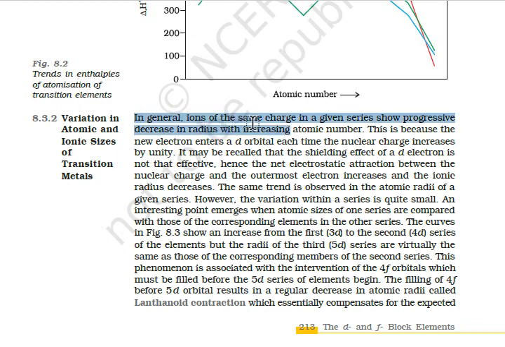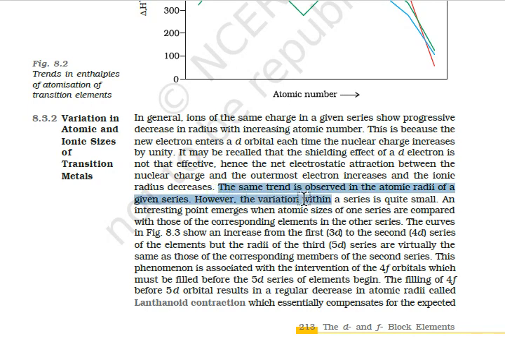In general, ions of the same charge in a given series show a progressive decrease in radius with an increase in atomic number. This is because the new electron enters a d orbital each time the nuclear charge increases by unity. The shielding effect of a d electron is not very effective. Hence, the net electrostatic attraction between the nuclear charge and the outermost electron increases, and the ionic radius decreases gradually.